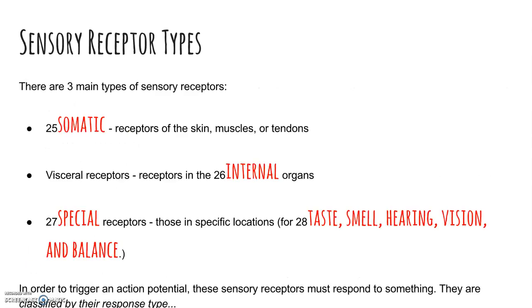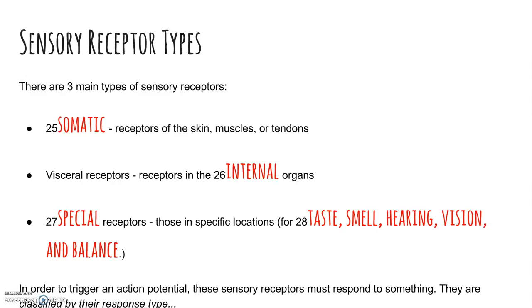There are three main types of sensory receptors. There's a somatic receptor of the skin, muscles, and tendons. Your book also mentioned one called the cutaneous receptor, which is specifically of the skin. The second of the three is the visceral receptors. Those are the ones that are in your internal organs.